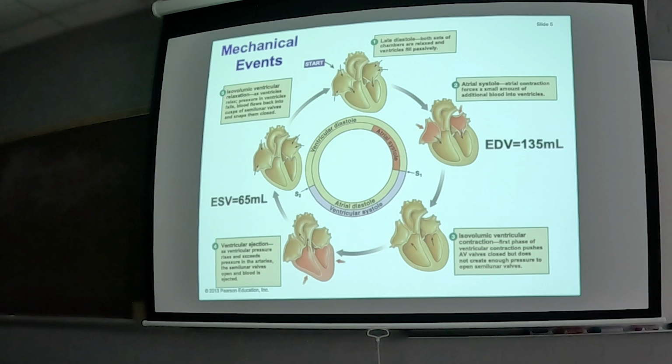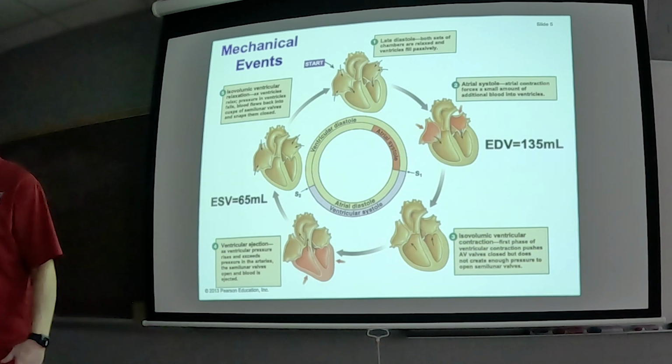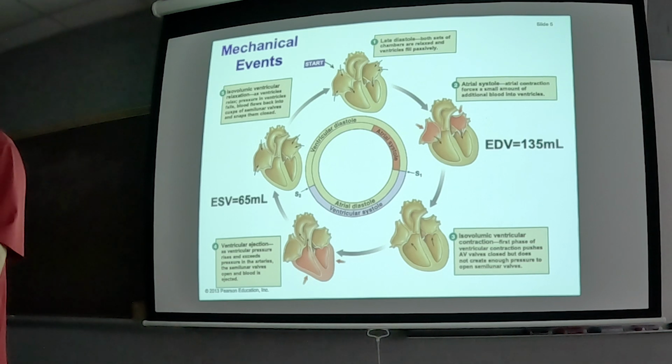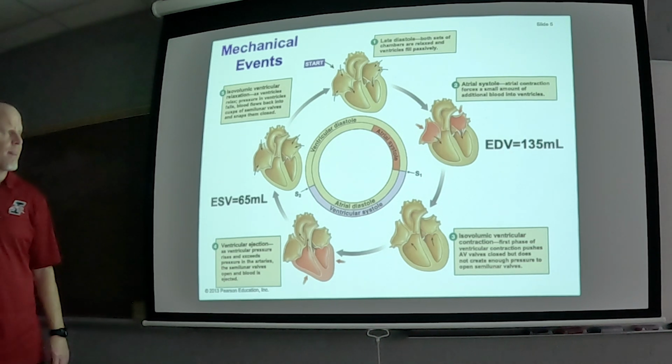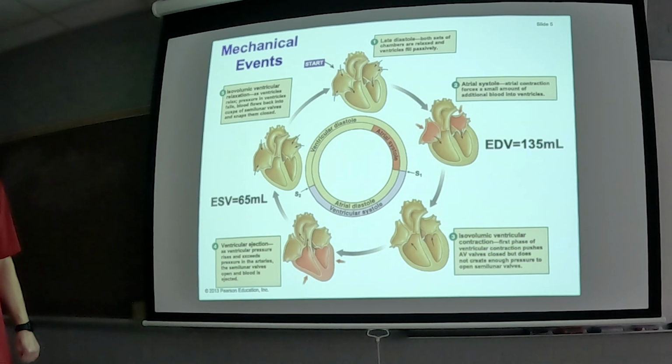Now, what does that mean? That means the right side ejects 80 and the left side ejects 80. Remember, they eject the same amount of blood for the most part. They just do it at different pressures.